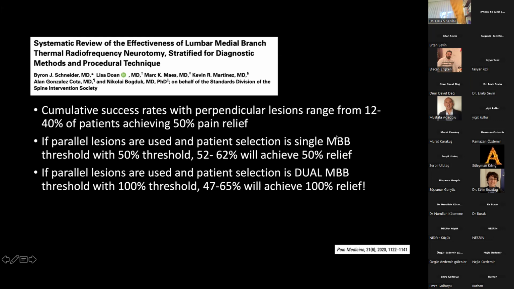If you use a single medial branch block, the success rate is about the same, but the degree of relief is a lot less. So only 50 or 60% of people will feel 50% better. And it's only if you use 2 blocks with a high degree of relief and proper parallel technique do you get up to 65% of patients feeling 100% better.